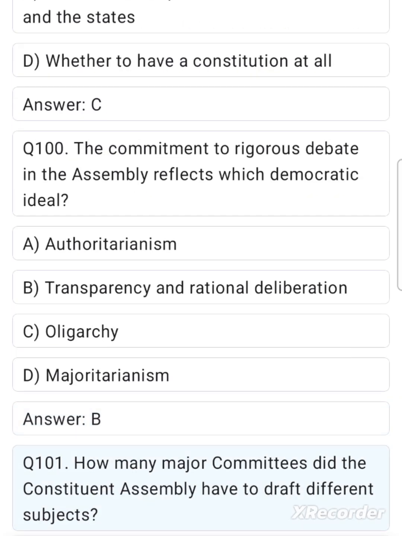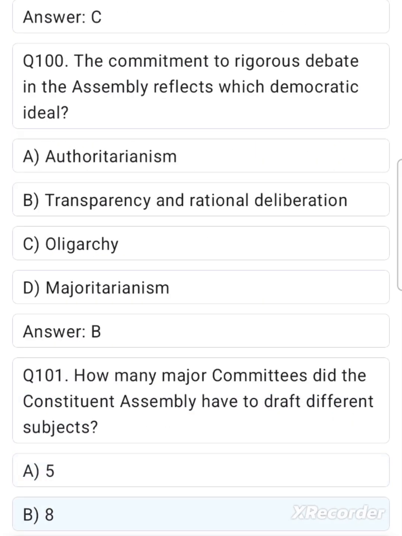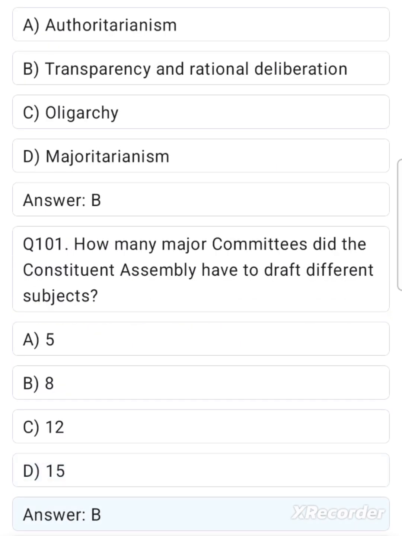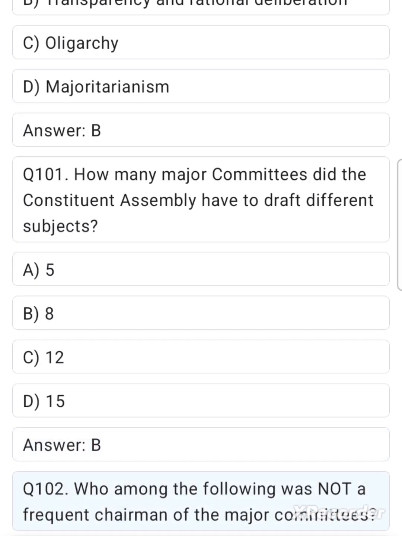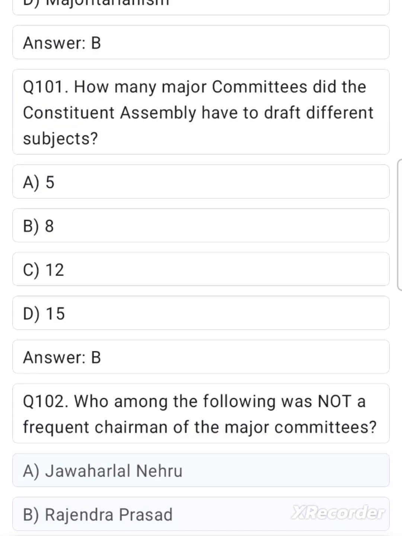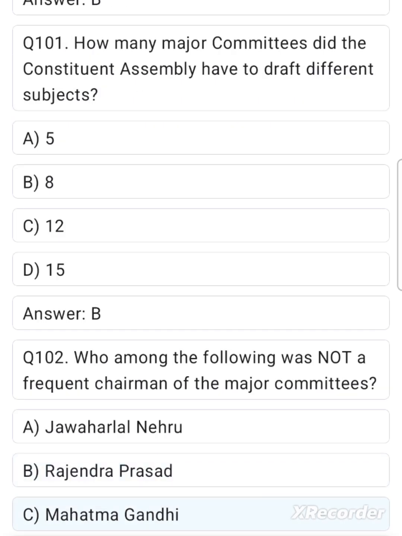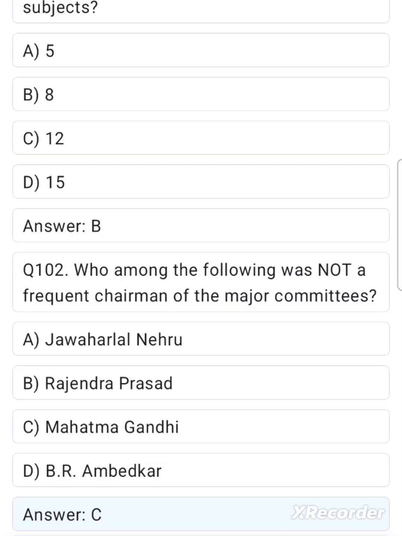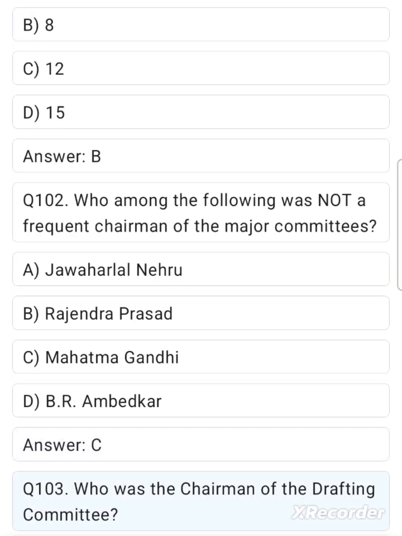Q101. How many major committees did the Constituent Assembly have to draft different subjects? A. 5. B. 8. C. 12. D. 15. Answer B. Q102. Who among the following was not a frequent chairman of the major committees? A. Jawaharlal Nehru. B. Rajendra Prasad. C. Mahatma Gandhi. D. B.R. Ambedkar. Answer C.